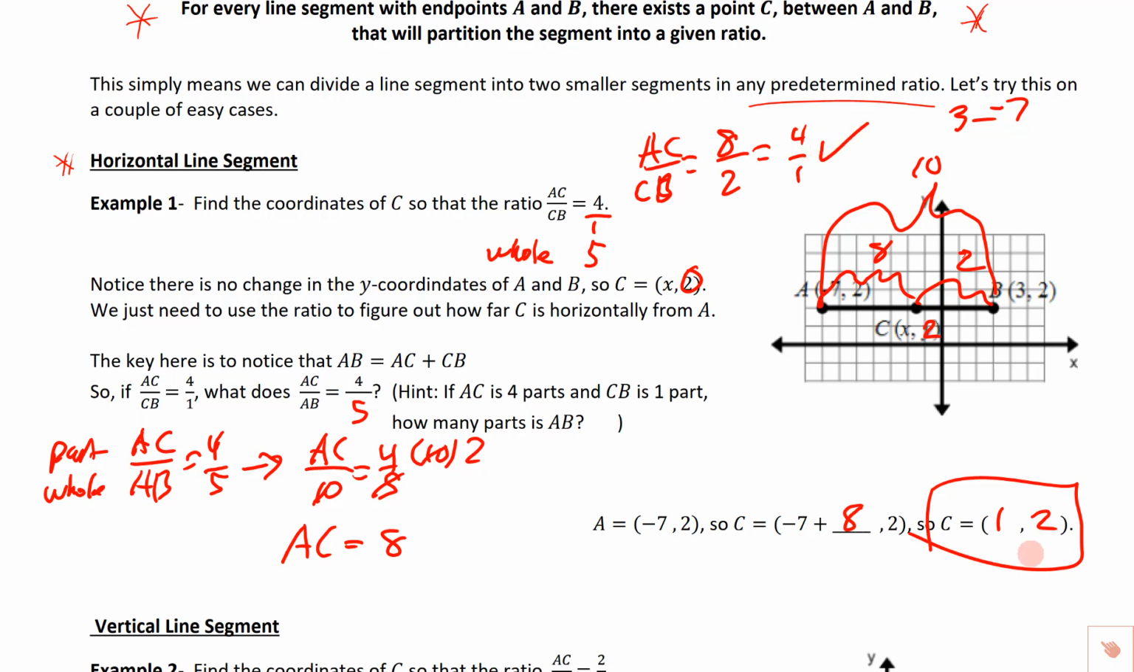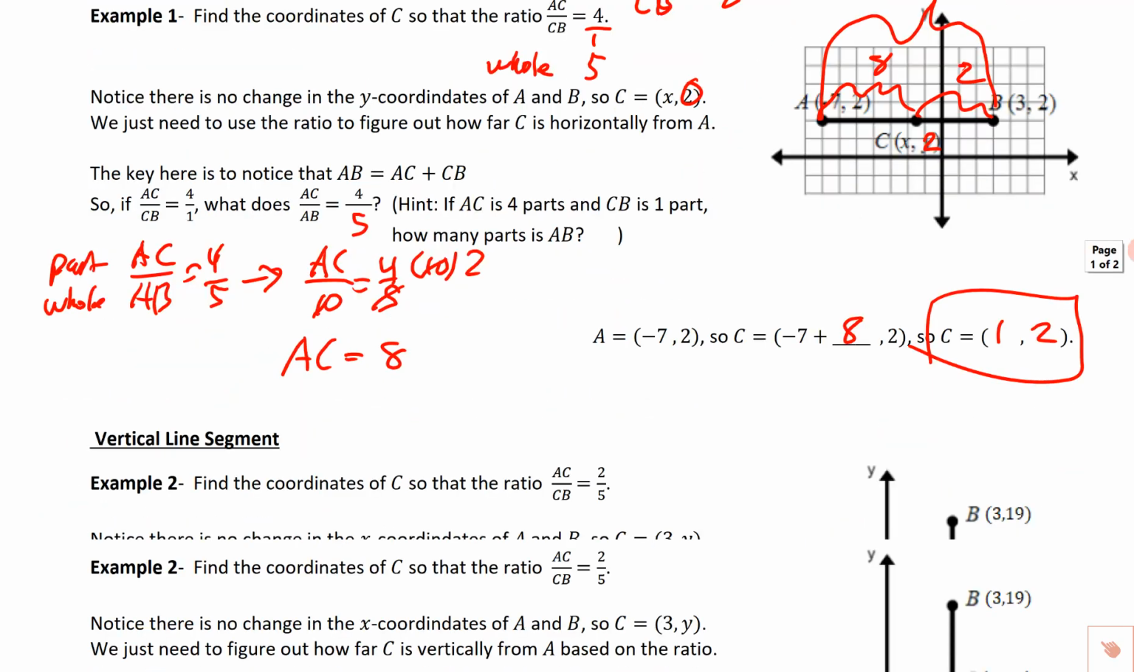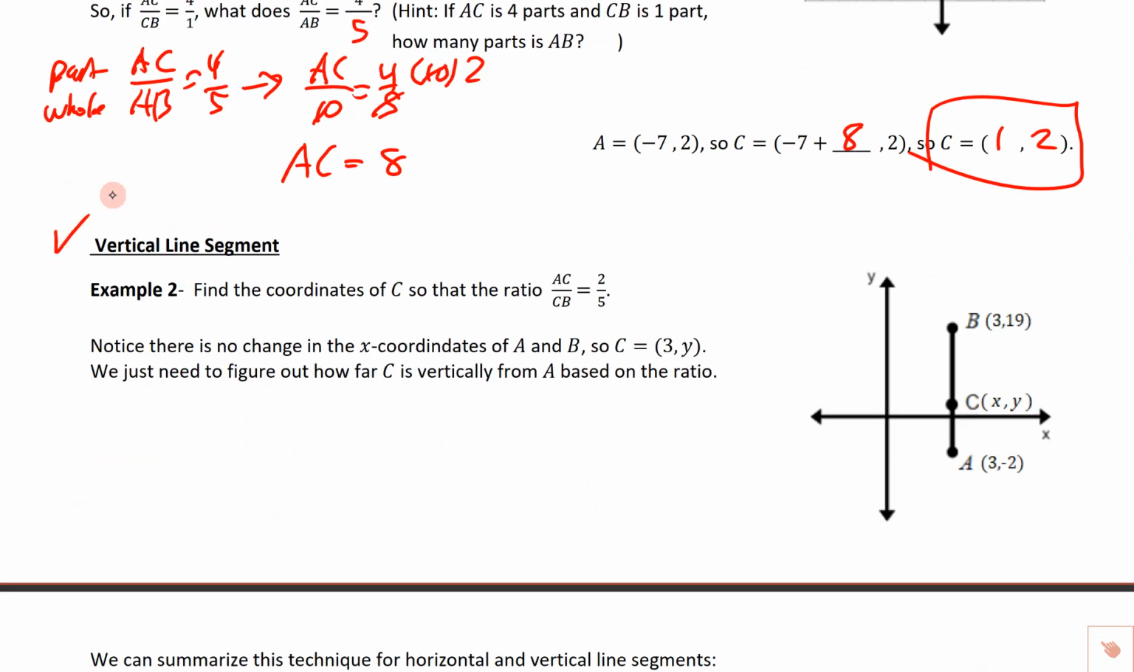Do we have the right answer? Yes, we do. Okay, we're going to slide down and take a look at this one. Another one. Vertical line segment. Same type of setup. We don't have a grid here. We can do this. If we add the parts together, we've got 7 parts altogether: 2 of them for AC, 5 of them for CB, 7 parts for the whole thing.